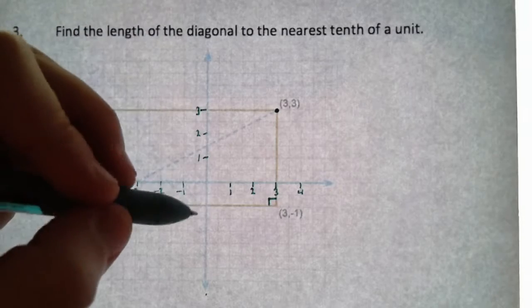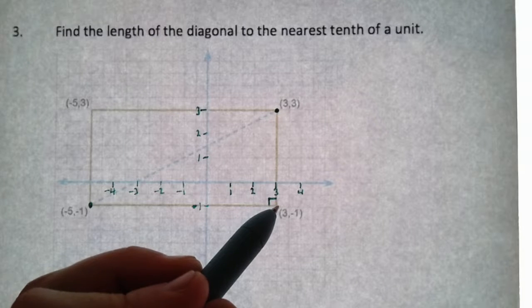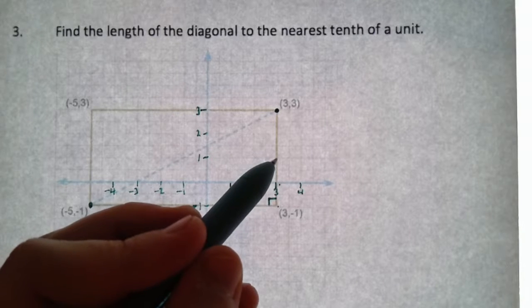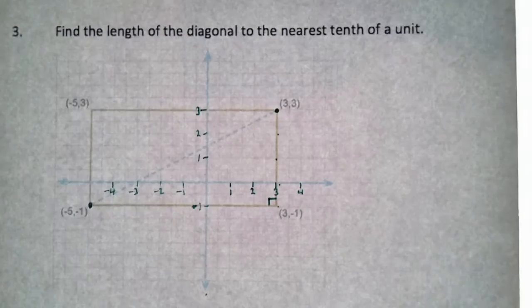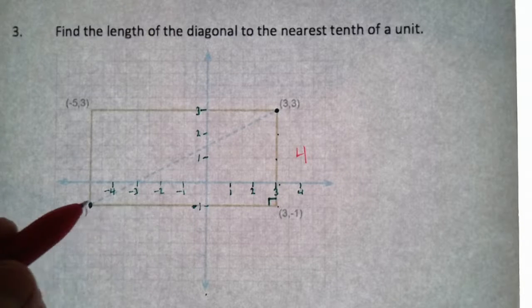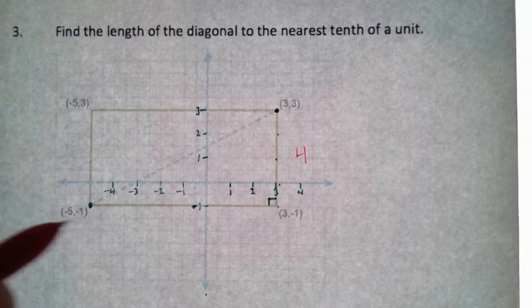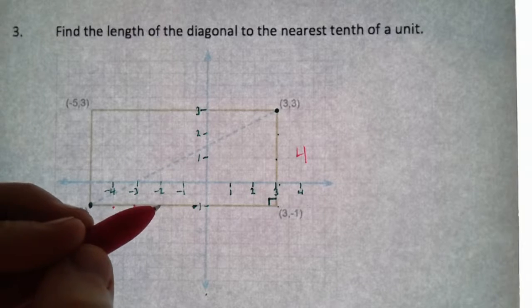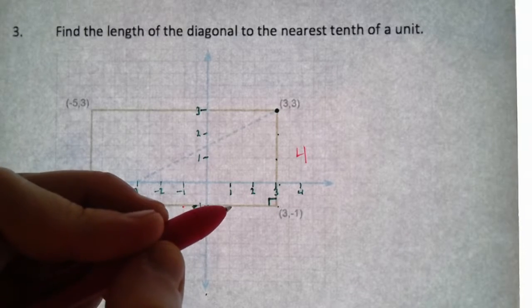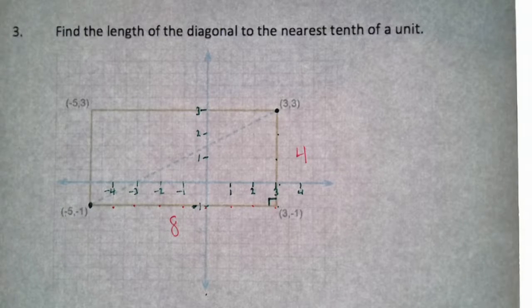This side over here, this is the point -1. So I'm starting at -1, and I go up 1, 2, 3, 4 to get to +3. So that means that this side length over here is 4. To find this distance, I just need to count how far it is to go from here to here. -5 to +3. You can do the math, or you can just count. 1, 2, 3, 4, 5, 6, 7, 8. So I know that side length is 8.